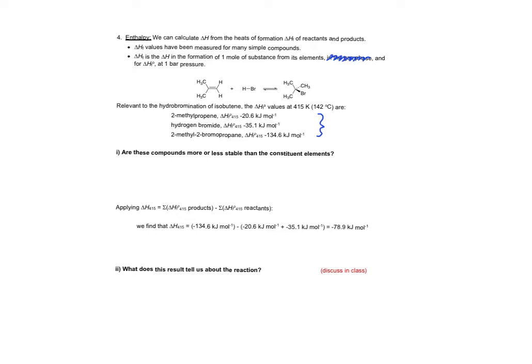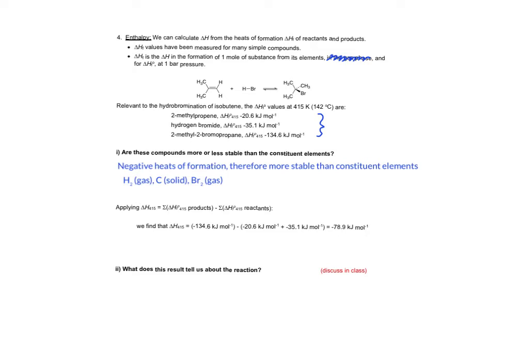the heats of formation are negative. Therefore, each of these compounds is more stable than the elements. Hydrogen as a gas, carbon as a solid, or bromine, which at 415 Kelvin is a gas.